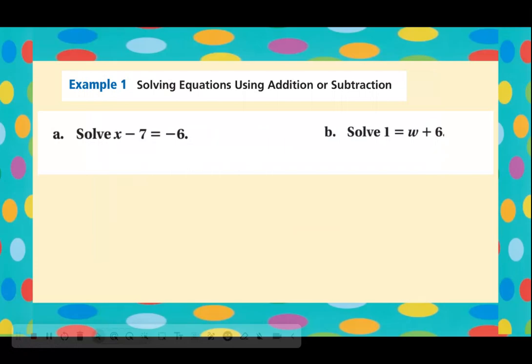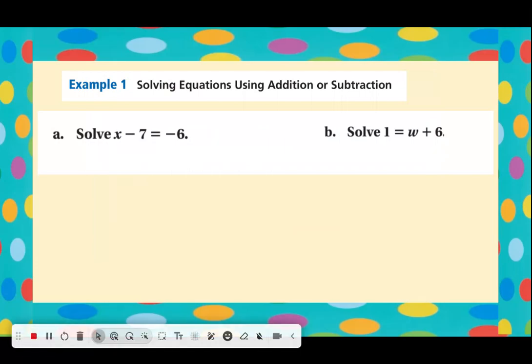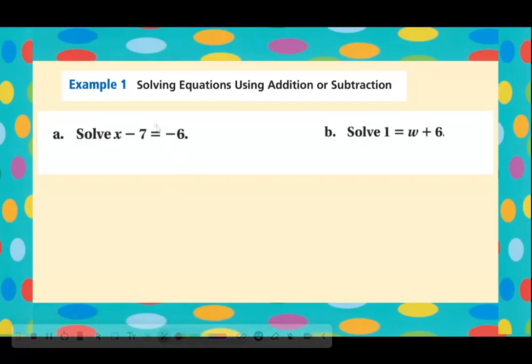Okay, so solve x minus 7 equals negative 6. We want to isolate the variable. So split the equation. I like to split it because an equation is like a balance. We are going to isolate the x. So that's the side that I'm working on.